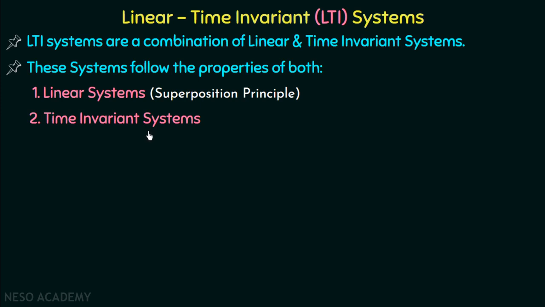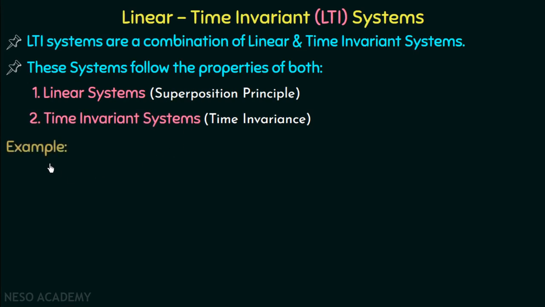And the time invariant systems follow the time invariance property. And it says that if you time shift your input signal, your output would be exactly the same as you time shift the response to the original signal by the same amount. That is, any delay in input will result in the same delay in the output. And the LTI system is a combination of these two systems. So now we know that the LTI systems are a combination of linear systems and the time invariant systems. Let's understand this thing with the help of an example.